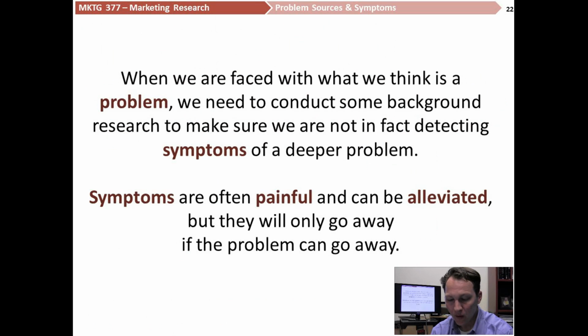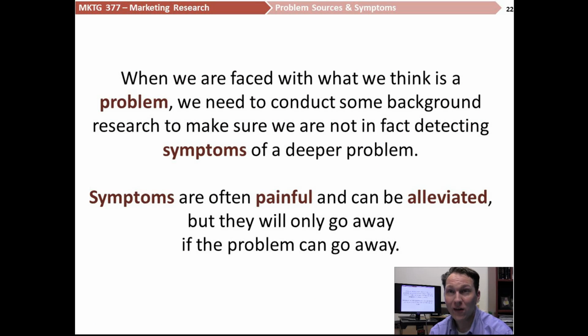So, when we're faced with what we think is a problem, when we're coming up against something that is prompting us to need more information and to conduct a marketing research project, we often need to begin by looking at that problem through some background research and really trying to identify whether or not we're actually looking at a real problem or if we're just identifying a symptom of a problem, something deeper that's well below the surface of what we're identifying.